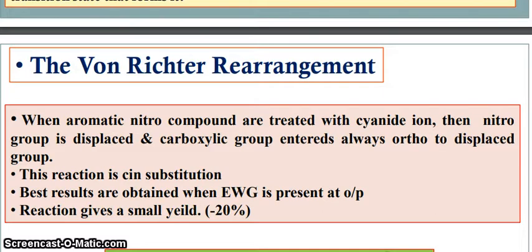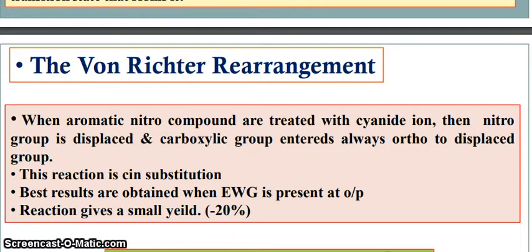Today in this video, I am going to talk about the von Richter rearrangement. What is von Richter rearrangement? When aromatic nitro compounds are treated with cyanide ion, then the nitro group is displaced and a carboxylic group enters, always ortho to the displaced group. This statement is very important.